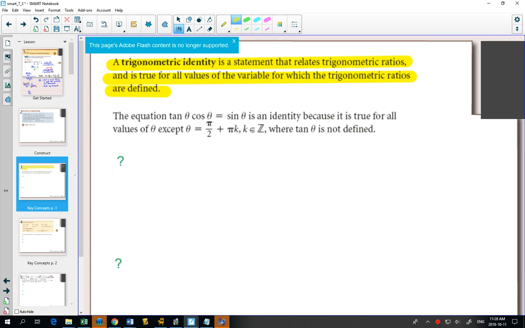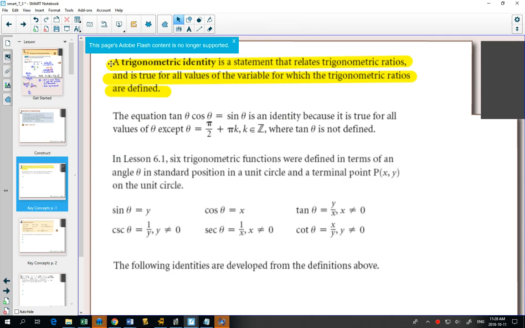Another one that you already know: sine squared theta plus cos squared theta. What does it always equal? It always equals 1. So something that always works no matter what the angle is, is a trig identity.